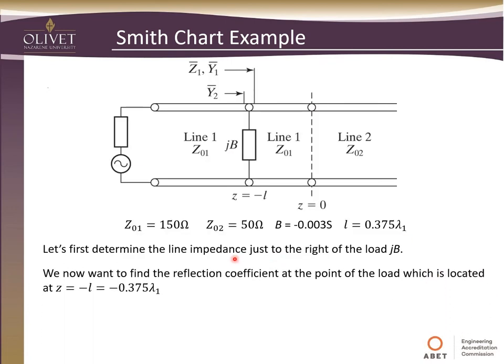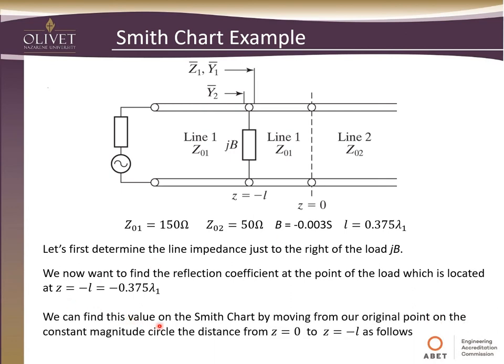Okay, so now we want to find the reflection coefficient at the point of the load, which is located at 0.375 lambda 1. So we know what the reflection coefficient is here. As we travel back up this line towards the source, and remember we're going towards the generator is what the Smith chart calls it, so we can go toward the load or toward the generator. We want to find out what our reflection coefficient is at the point of the load. All right, so let's see where that is on the Smith chart.